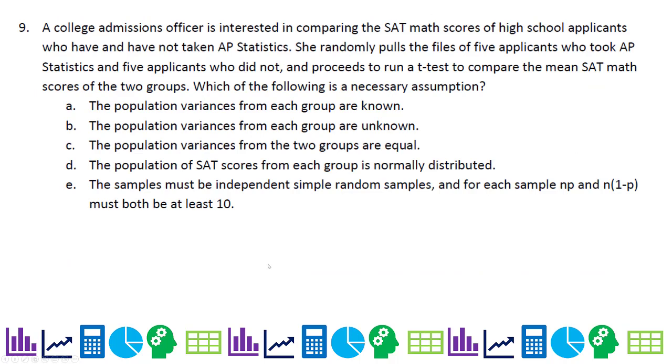Number 9. A college admissions officer is interested in comparing the SAT math scores of high school applicants who have and who have not taken AP Stats. She randomly pulls a file of 5 applicants who took AP Stats and 5 who did not, and proceeds to run a t-test to compare the mean SAT math scores of the two groups. Which of the following is a necessary assumption? In other words, she needs this to proceed.